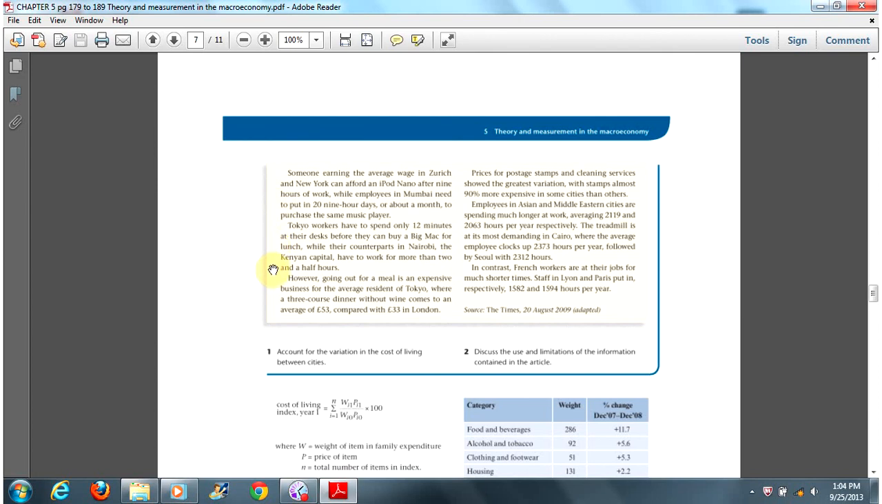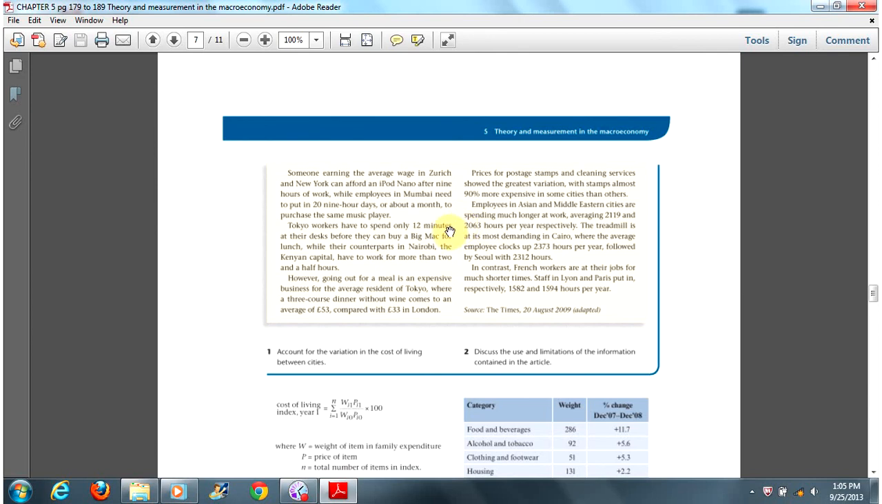However, going out for a meal is an expensive business for the average resident of Tokyo, where a three-course dinner with wine comes to an average of £53, compared to £33 in London. Prices for postage stamps and cleaning services show the greatest variation, with stamps almost 90% more expensive in some cities than others. Employees in Asian and Middle Eastern cities are spending much longer at work, averaging 2,119 hours and 2,603 hours per year respectively.